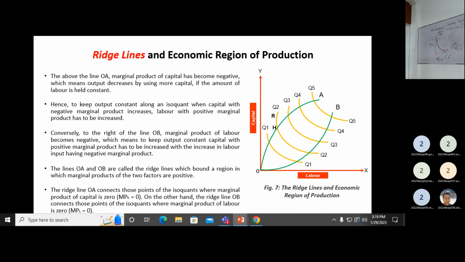So therefore, you have line OA and you have line OB, and we call these ridge lines, since it's the boundary at which the marginal productivity of one factor is 0. Here the marginal productivity of the capital is 0. Here the marginal productivity of the labor is 0. Once you draw a line by connecting those points, we call it ridge lines. Finally, the ridge line OA connects those points of the isoquants where the marginal productivity of the capital is 0. Once you draw a line by connecting all these points, it's a ridge line. On the other hand, here the marginal productivity of the labor is 0. You could draw a line like this.